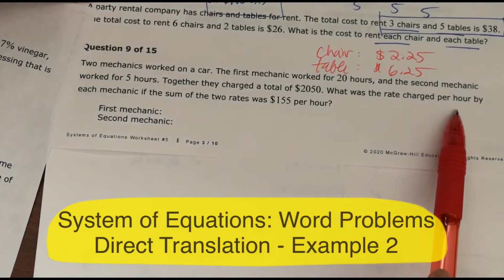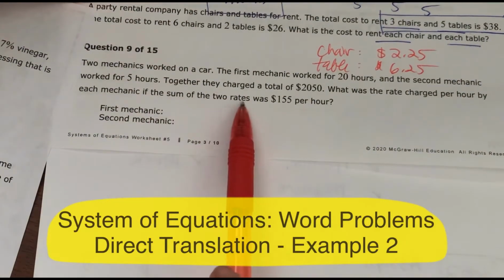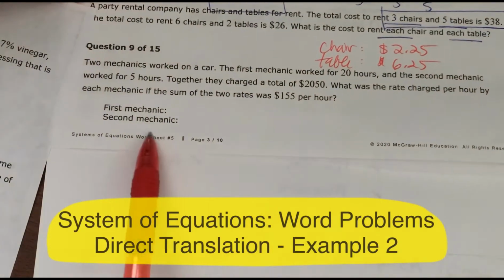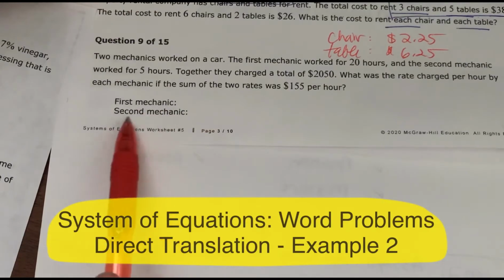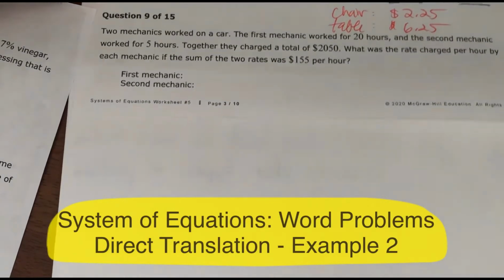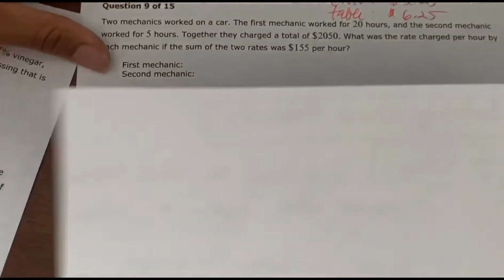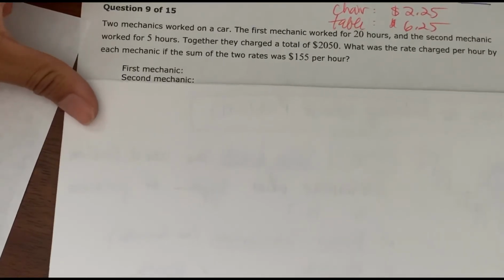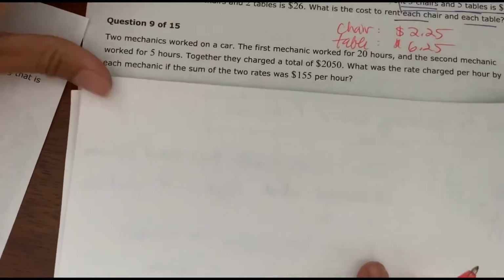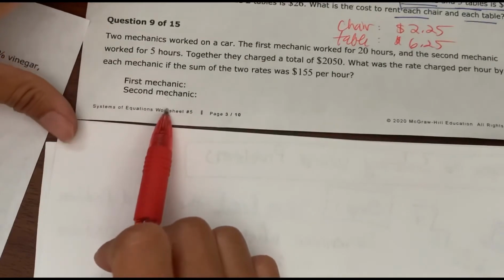What was the rate charged per hour by each mechanic if the sum of the two rates was $155 per hour? And there's a question for what is the first mechanic and what is the second mechanic. So, I read the problem. What we don't know right now is the rate of the first mechanic and the rate of the second mechanic.